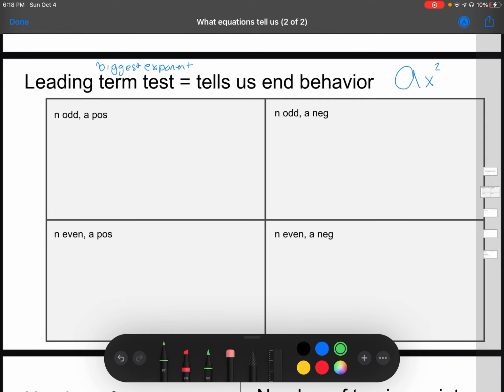First, if n is odd, so the exponent's odd, and a is positive, then your end behavior will look something like this. On the left it'll be going down, on the right it'll be going up. So your end behavior will be as x approaches negative infinity, f of x approaches negative infinity. As x approaches positive infinity, f of x approaches positive infinity.